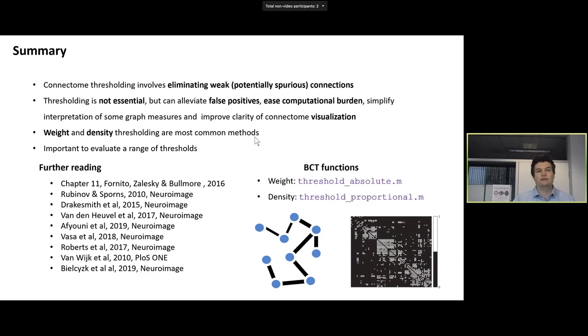So in summary, I've introduced connectome thresholding. I've mentioned that it's not an essential step, but it can alleviate false positives, ease the computational burden, and help with connectome visualization and interpretation of some measures. I discussed the 2 most common thresholding methods, those being weight and density thresholding. I also highlighted the importance of evaluating a range of thresholds. If you're interested in actually doing this on your own data, the BCT functions for weight and density thresholding are shown here.